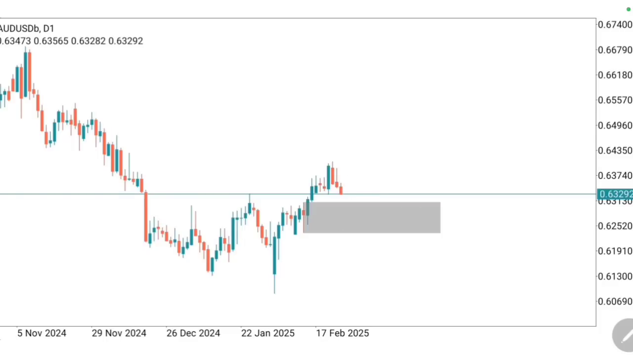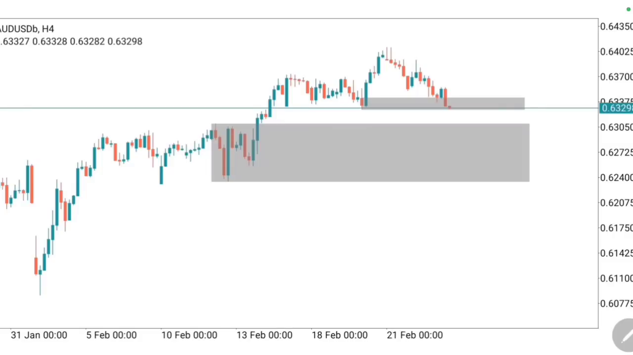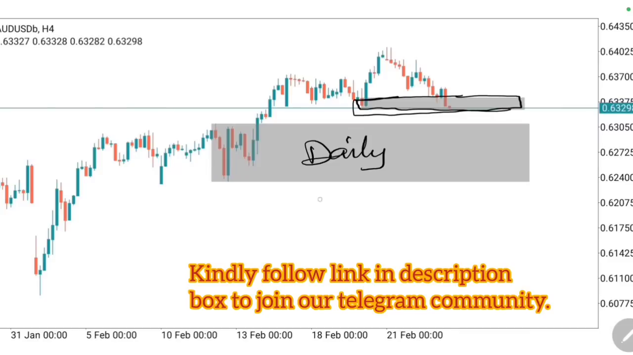Now I would move to my H4 time frame. On the H4 time frame, this is the daily time frame demand zone that I marked. It's still there. On the H4 time frame, I can also see that the market is in a demand zone here, which I have marked here. The market is in a demand zone. So now on this particular day, I've been able to identify my higher time frame.